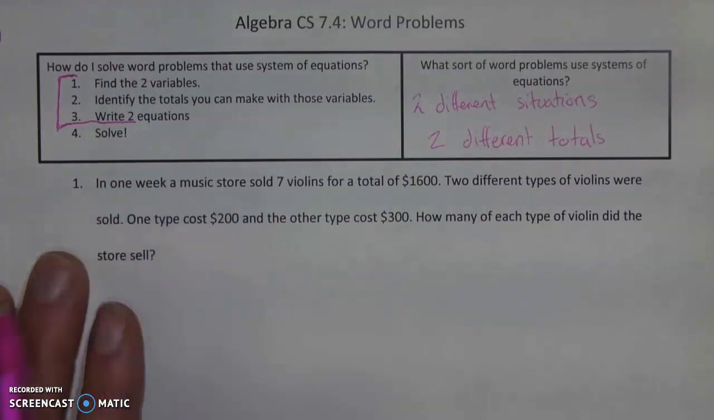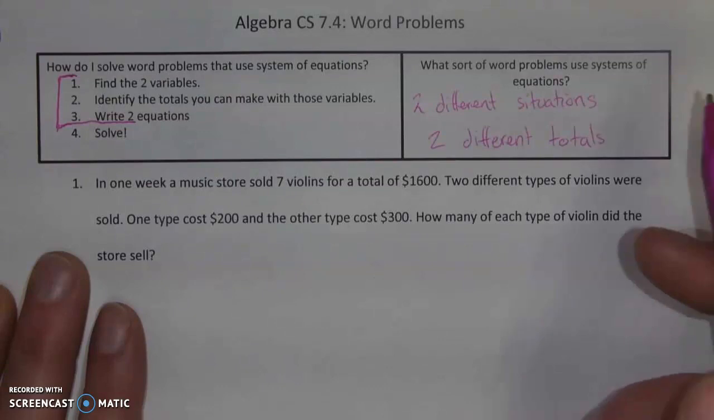Well, first let's read through the problem. In 1 week, a music store sold 7 violins for a total of $1,600. Two different types of violins were sold. One type cost $200 and the other type cost $300. How many of each type of violin did the store sell?